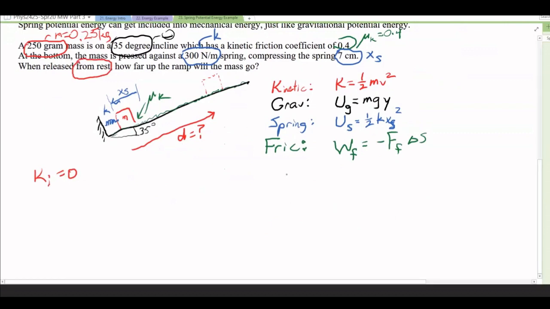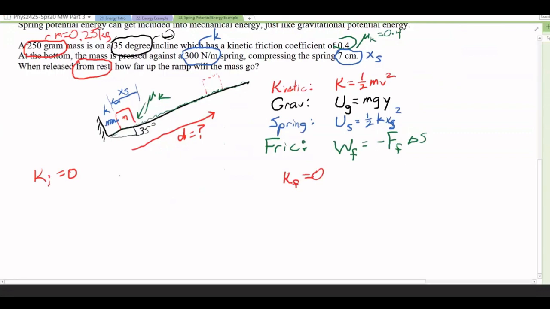So we're going to have K sub f is equal to 0, because when this thing goes up the ramp, in order to come back down, it's got to briefly come to a stop at the very top. Maybe the friction is enough to hold it stopped. I don't know, I didn't calculate that. But I do know that at its maximum height, it's going to come to rest.